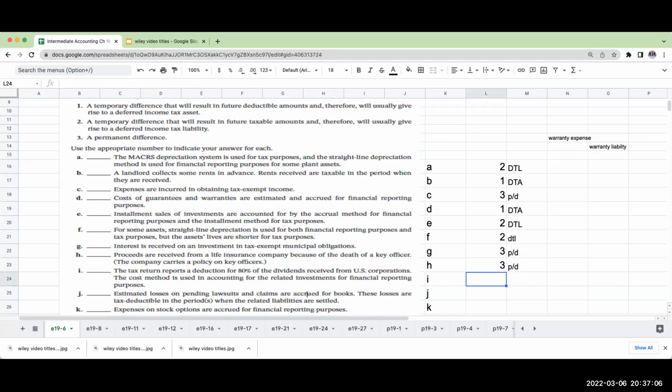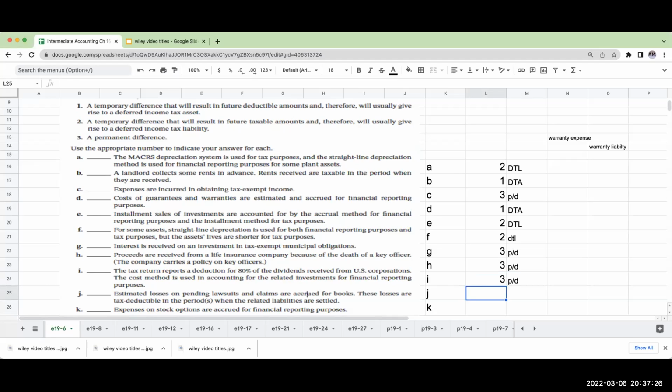Letter I, the tax return reports a deduction for 80% of the dividends received from U.S. corporations. The cost method is used in accounting for the related investments for financial reporting purposes. This is something that's called a dividends received deduction, and this is going to be a permanent difference.